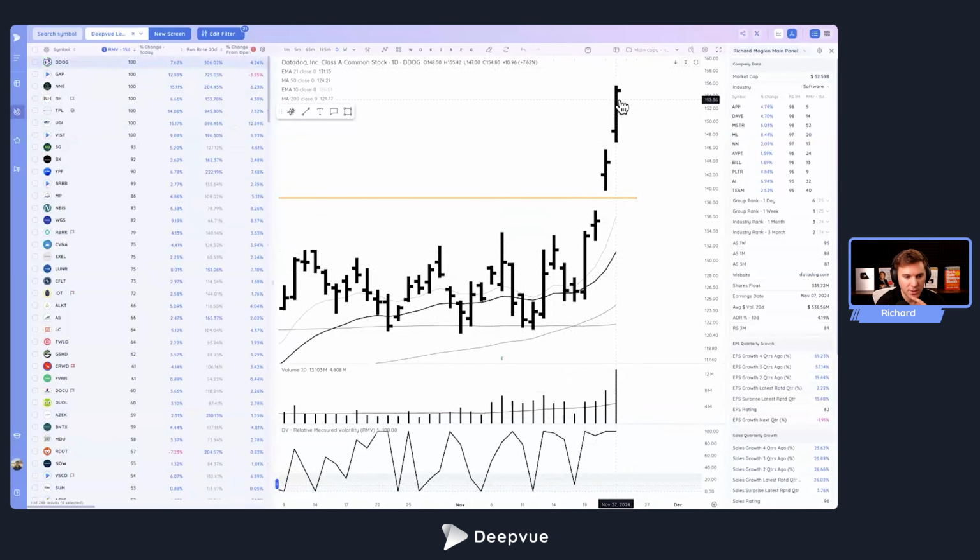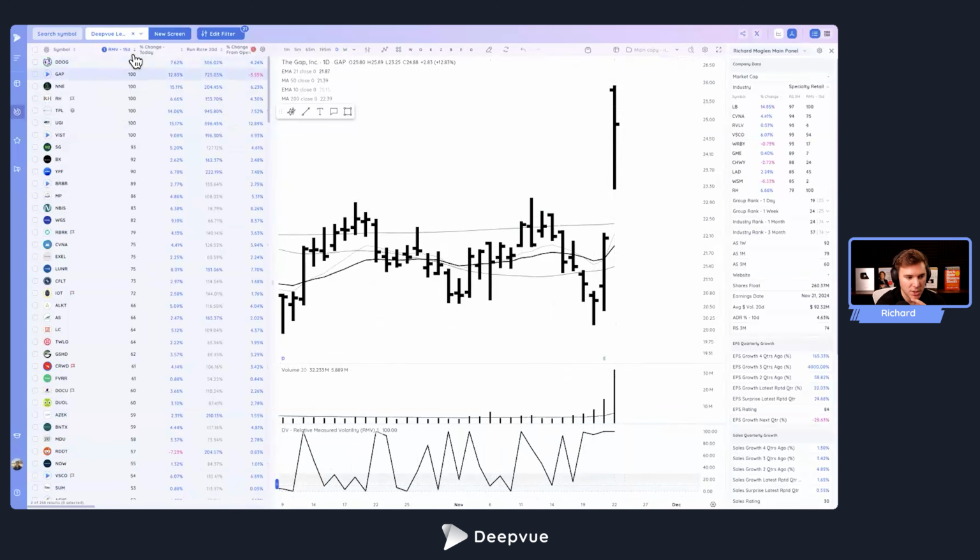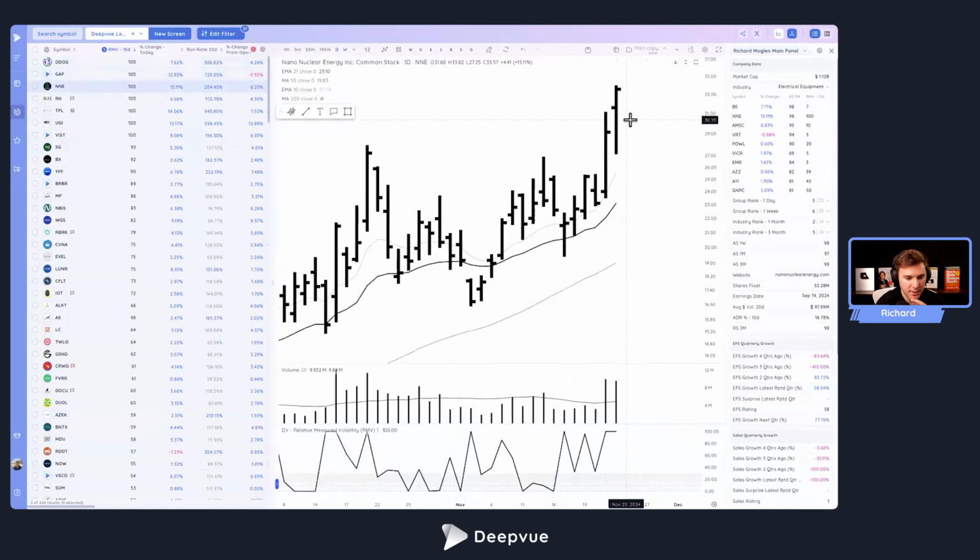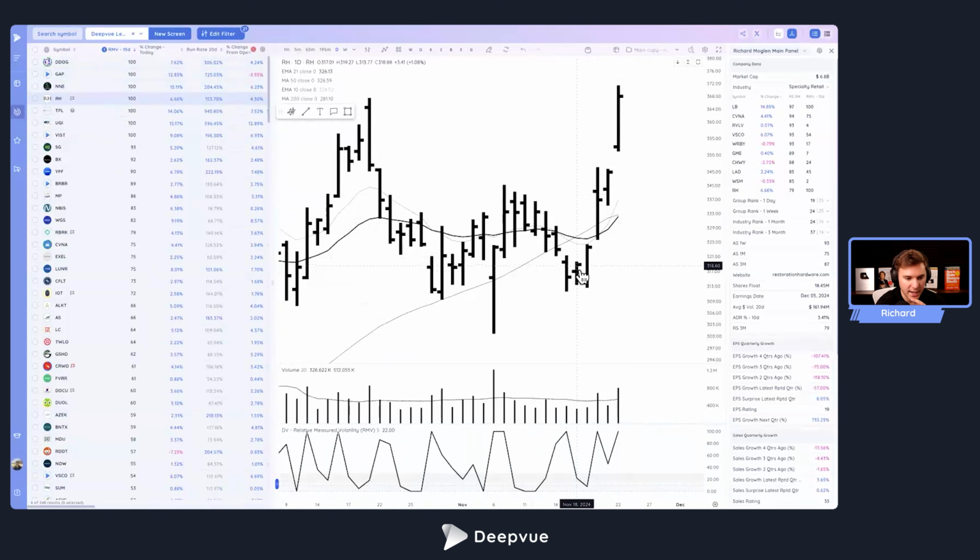This expanded, so that's why RMV is 100. Gap as well, had an earnings gap, that's why expansion is 100. NNE also expanding higher. RH also expanding higher. RMV tight area right here before it moved higher. But if you click it again, then you're looking lowest to highest.